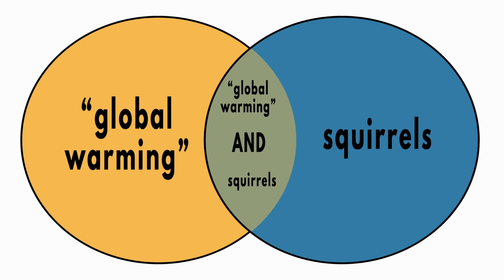By using an AND, we are insisting that both the phrase global warming and the word squirrels show up in the records in our results. If both terms are not present in a record, that record will not be included in the results. There are two easy ways to use AND.